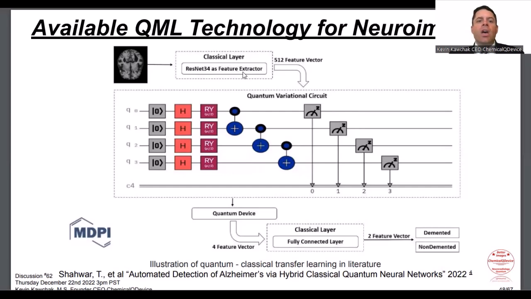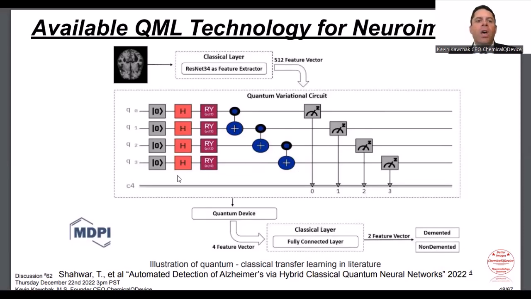So in this case, the classical layer was ResNet 34, and then the feature vector goes to this quantum circuit, a quantum variational circuit that runs in a quantum device. And then it goes back to an operation that runs off of a conventional or classical hardware. And then, after that, you get your demented or non-demented.